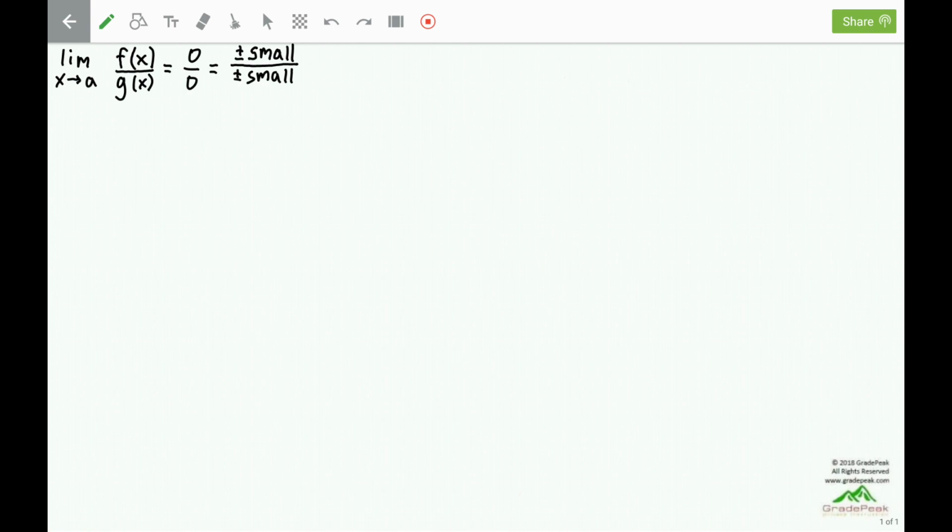Now here's the thing with these small numbers. They can end up in any proportion relative to each other. They can be equal size and cancel to be a 1, or the numerator could be, say, twice as large as the denominator and cancel to be a 2, or maybe 10 times as large, cancel to be a 10, or maybe 1,000,000 times as large, cancel to be 1,000,000, or many, many, many times as large and cancel to be a very large number.